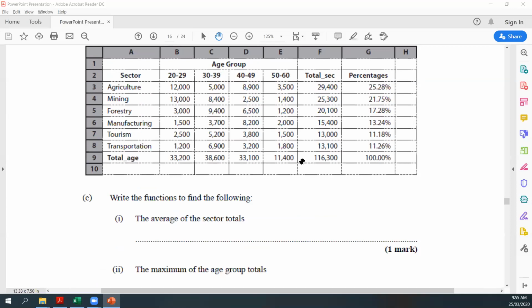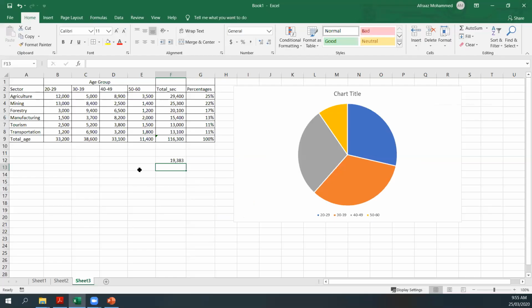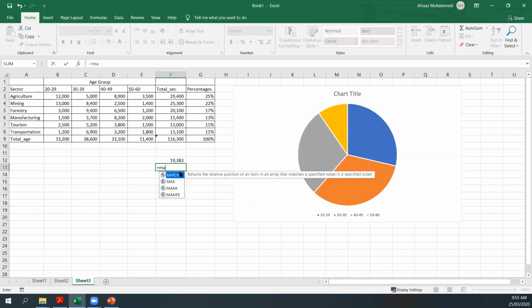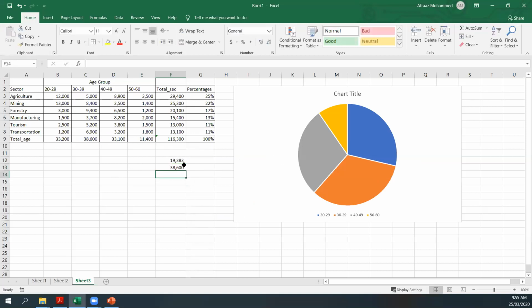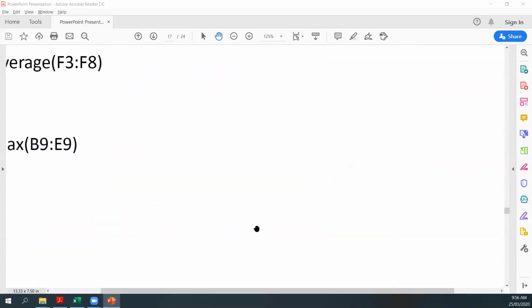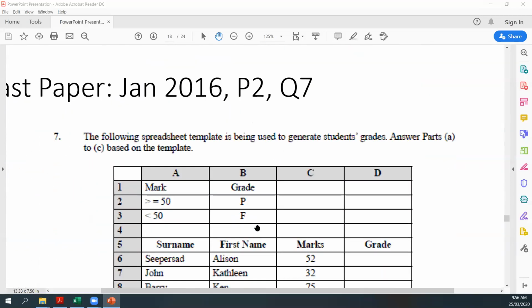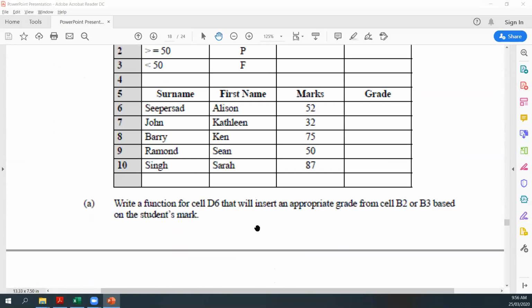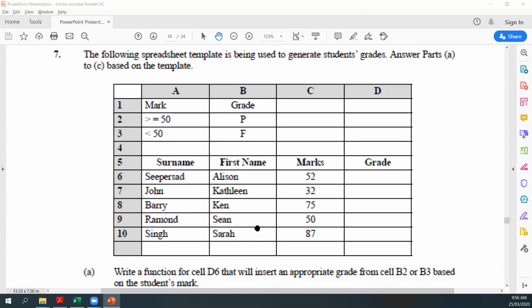B9 to E9. So let's put this in cell F13, equal max B9 to E9. And it gives you the maximum value out of these cells, right? Just 38,600. Okay. All right. Any questions based on that?